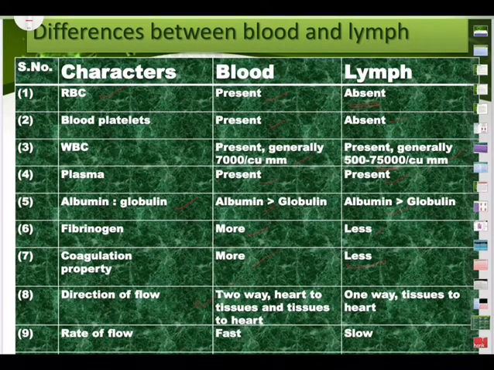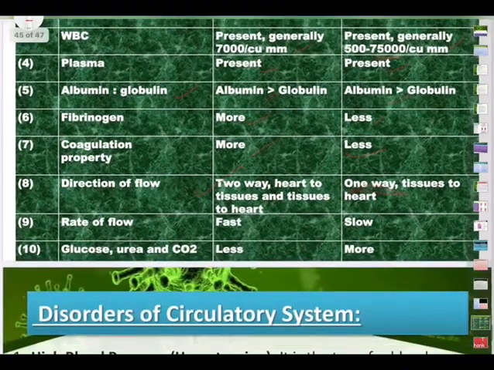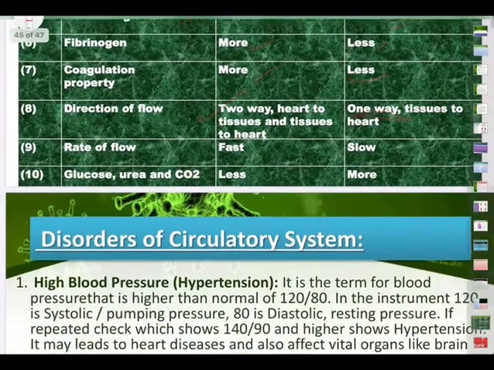Direction of flow, this is most important. In blood it is two-way; we said double circulation, heart to tissues and tissues to heart. Whereas here, only one way: lymph flows in one direction, tissues to heart only. And the rate of flow is fast in blood because of the anatomy of the heart, arteries and veins, whereas in lymph it is slow because it depends on the surrounding muscles.